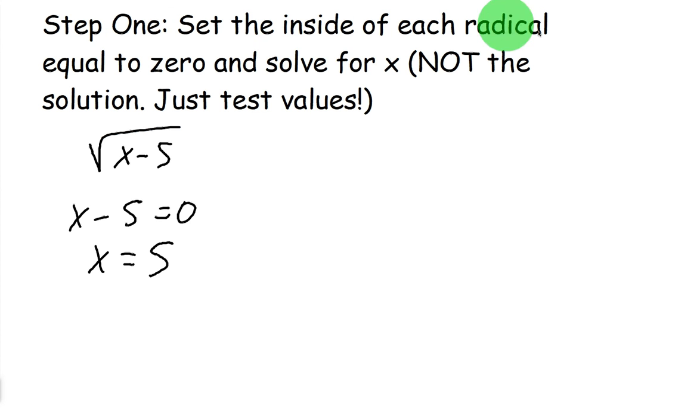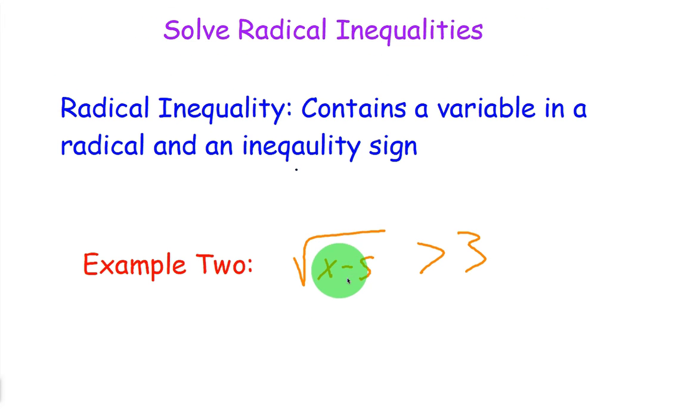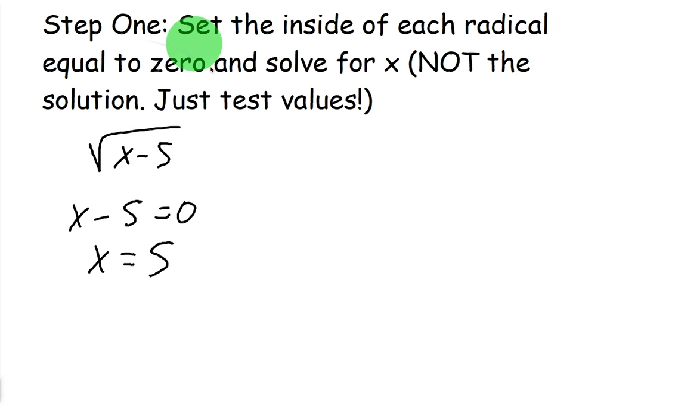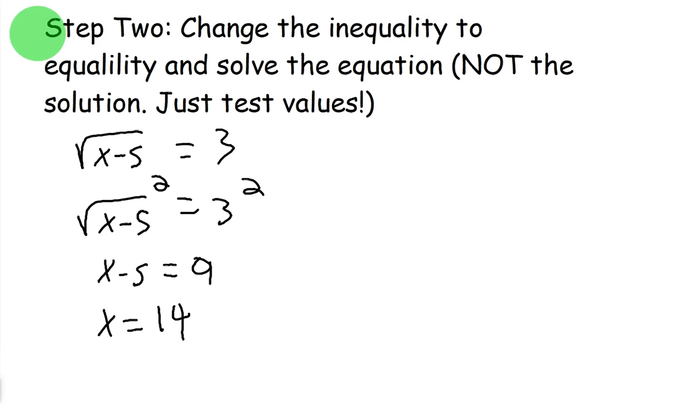Step 1, we're going to set the inside of each radical equal to 0. That just gives us our possible test values. It doesn't solve anything. So what's inside the radical? x minus 5. According to this step, we set what's inside that radical equal to 0. Add 5 to both sides. x equals 5. That's a number, a place marker we're going to put on the number line.